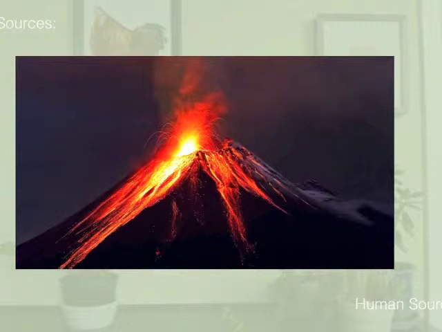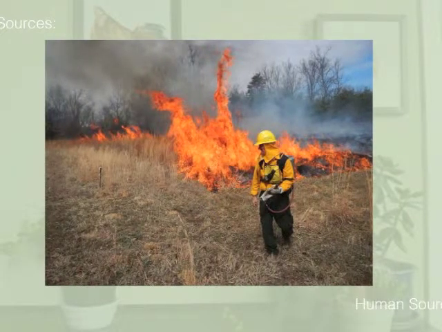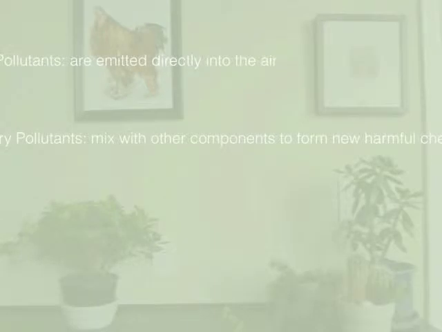While these natural pollutants are spread all over the globe, they can be removed naturally by chemical cycles, gravity, and precipitation. Human sources are mainly found in urbanized and industrial areas where people, cars, and factories are concentrated. Most of the pollutants are generated by burning fossil fuels. There are two types of air pollutants: primary and secondary pollutants. The primaries are emitted directly into the air, while the secondary pollutants mix with other air components to form new harmful chemicals.